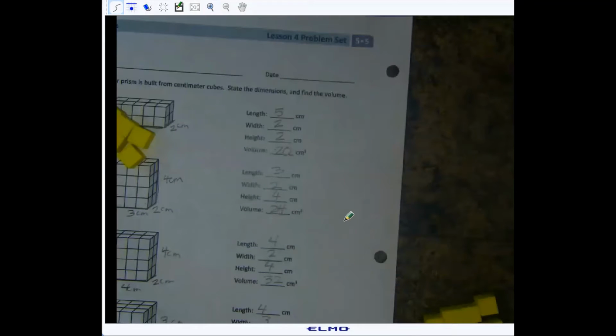We're back. It's lesson 4. Yay, I have my cubes. All right, we're going to keep working on volume, and we're going to learn the formula for volume.